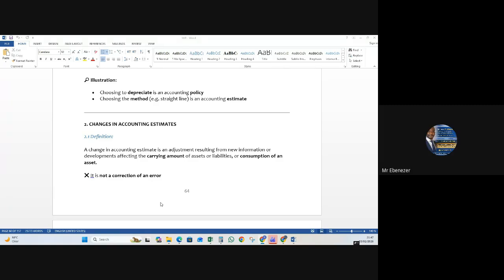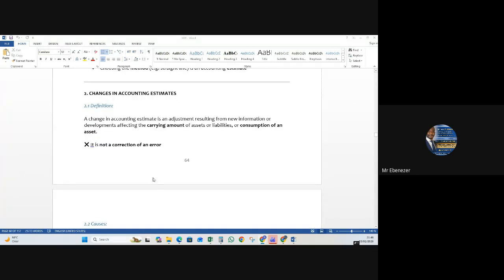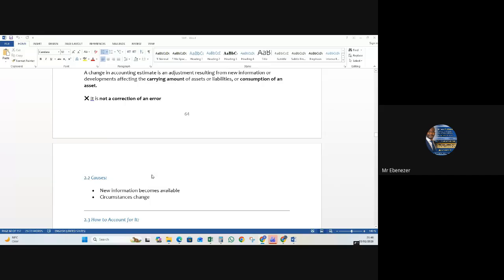Now, a change in accounting estimate is not a correction of error. It is not. The causes of a change in estimate are when you have new information, or when the circumstances change. So that's when you have a change in estimate.